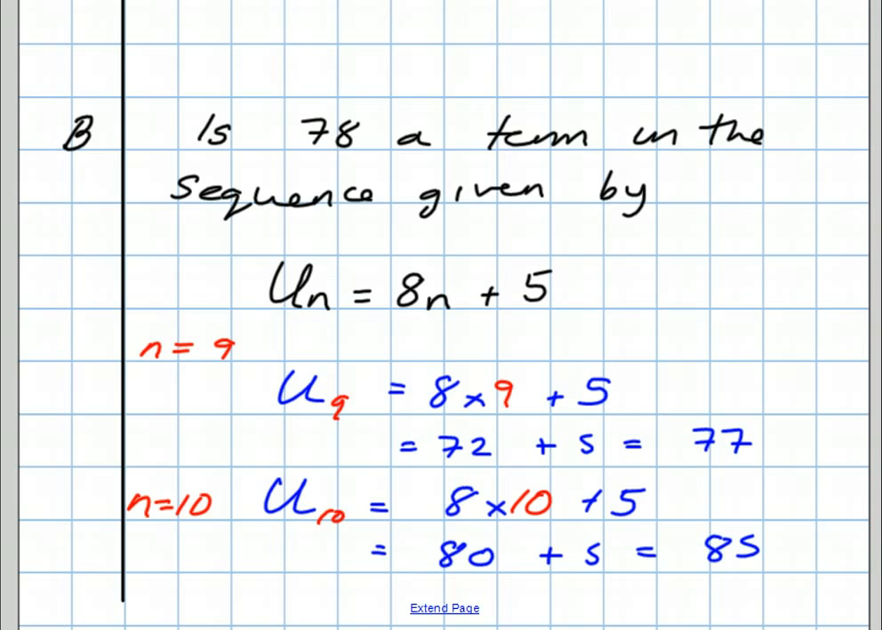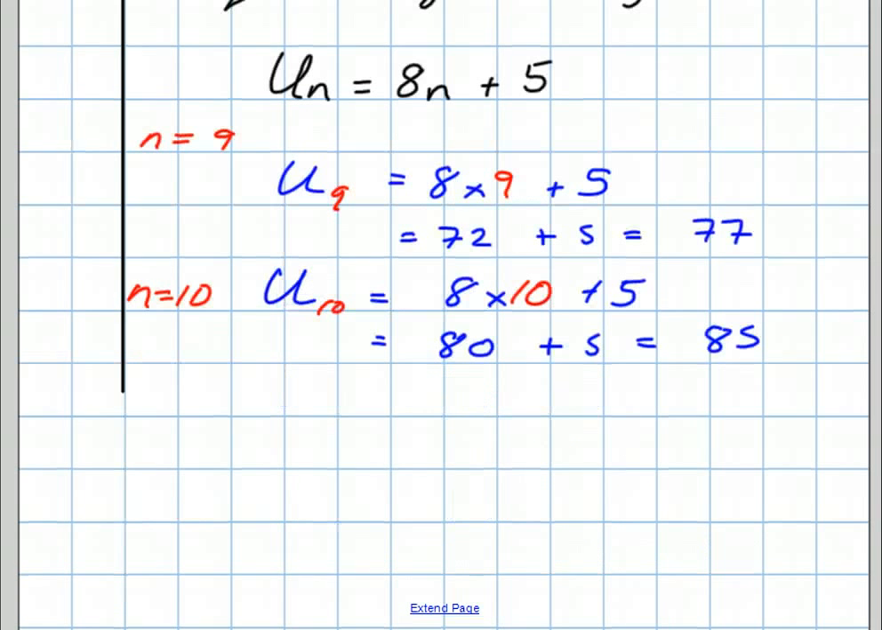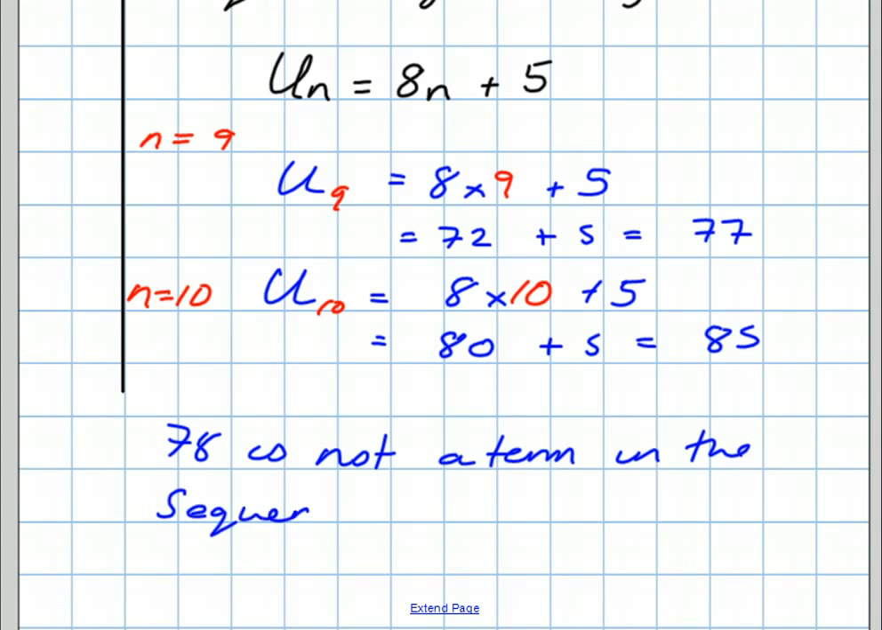And then we write a brief line to say 78 is not a term in the sequence. How have we shown it? Well, we've shown that the closest term below 78 is 77, which is not 78, and we've shown that the next term is 85, and there's nothing in between 77 and 85, hence it cannot be a term in the sequence.